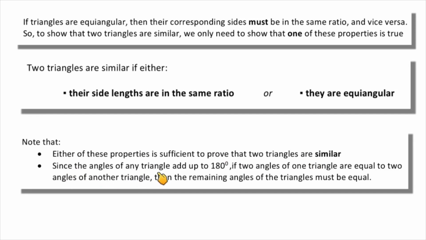Since the angles of any triangle add up to 180 degrees, if two angles of one triangle are equal to two angles of another triangle, then the remaining angles of the triangles must be equal. Now make sure you pause the video here and you make sufficient notes in your book, because we're going to be using these concepts in the forthcoming examples.